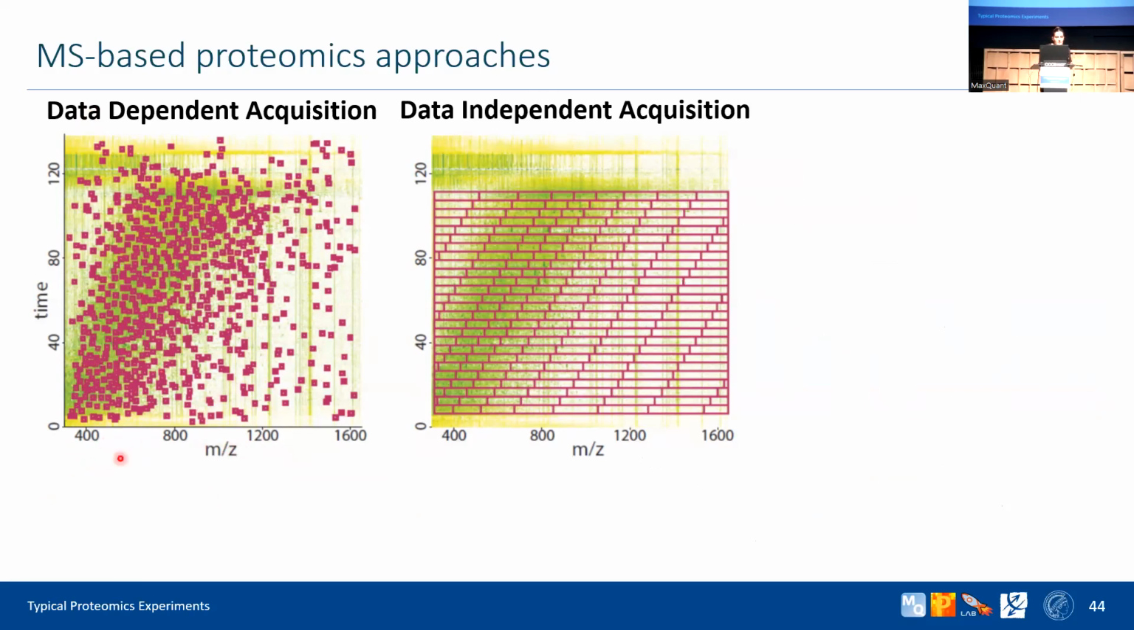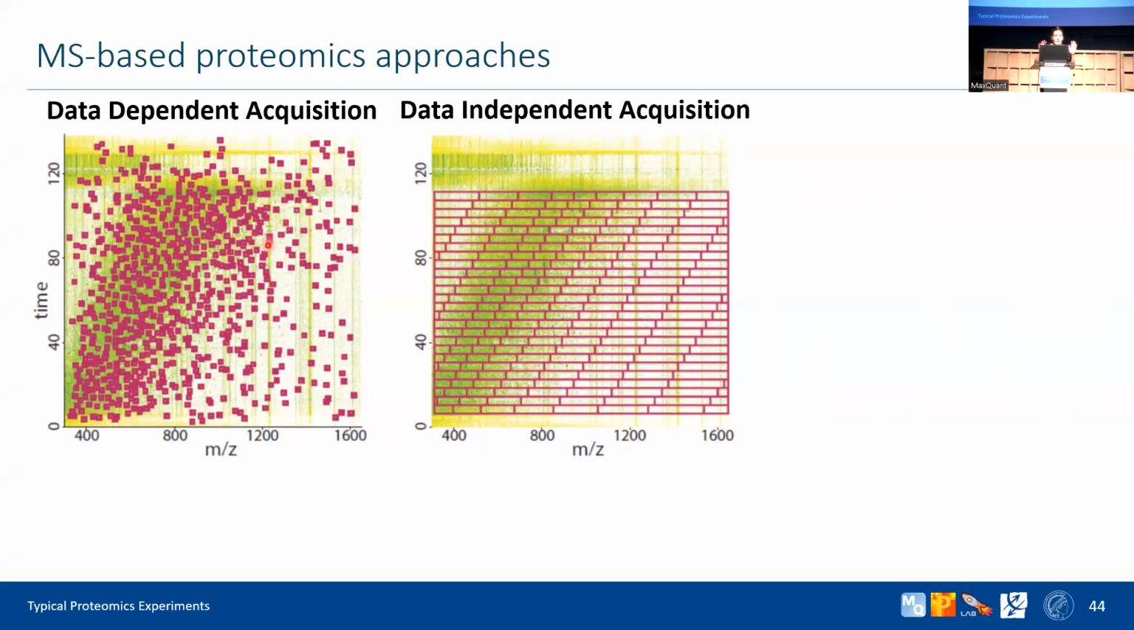So you have the m over z, you have the retention time, and the intensity information comes in the color green that you see. If it's very green, it means that the intensity is very high. If it's yellow or white, it means that the intensity is very low. So it's the same thing that we had in the 3D plot, but now we look at it in 2D.